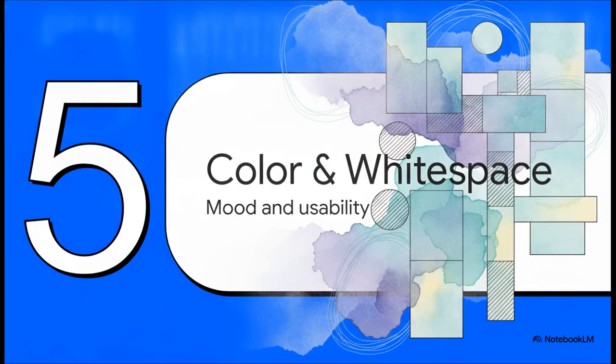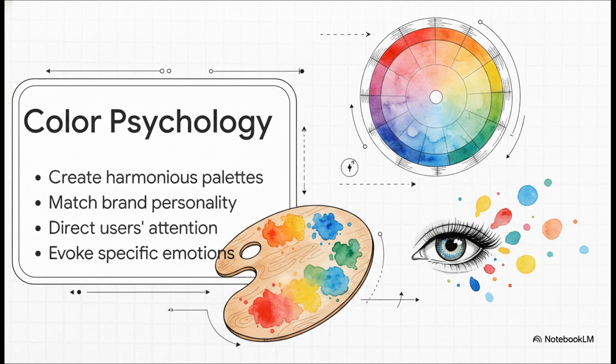Moving into our final theoretical section, Section 5, Color Psychology and White Space, focusing on mood and usability. Let's talk about setting the tone and the invisible glue that holds your whole design together. Getting a firm grip on color theory principles obviously helps you build visually stunning palettes, but it goes way deeper than just picking colors that look nice. Concepts like harmony, temperature, and contrast are incredibly powerful tools. Choosing the right colors matches a brand's actual personality, directs the user's attention exactly where you want it, and can literally evoke specific emotions on demand.